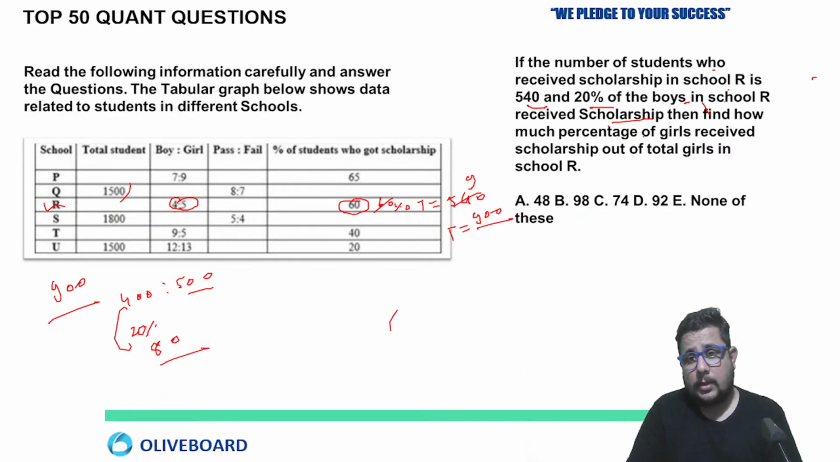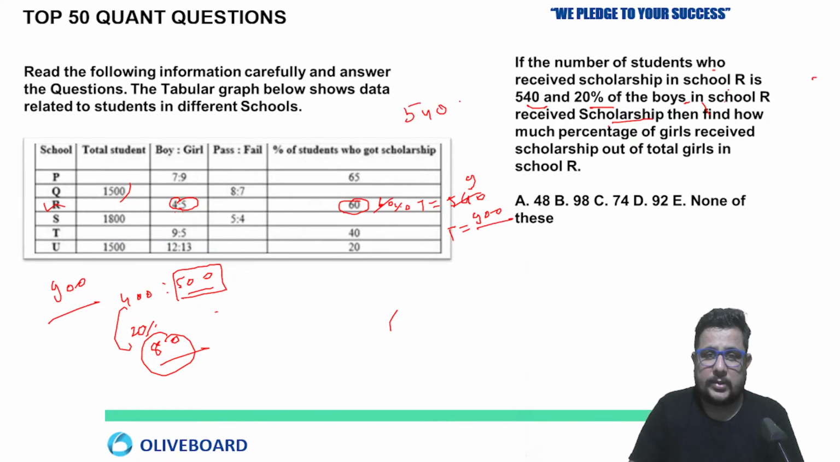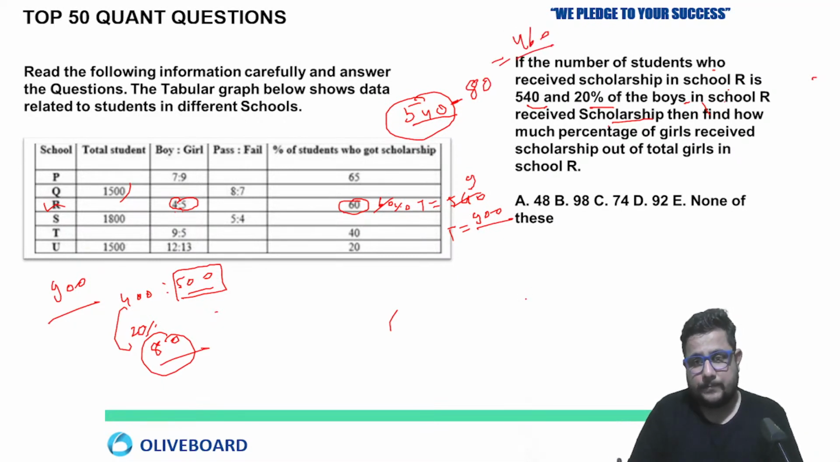Okay. Then find out how much percent of girls receive the scholarship out of the girls in school R. So in school R there are 500 girls, and if 80 boys only receive the scholarship, total how many students got the scholarship? 540. Out of those students, 80 are what? 540 is the total who got the scholarship, and 80 are the boys, so the rest will be girls. 460. Clear?